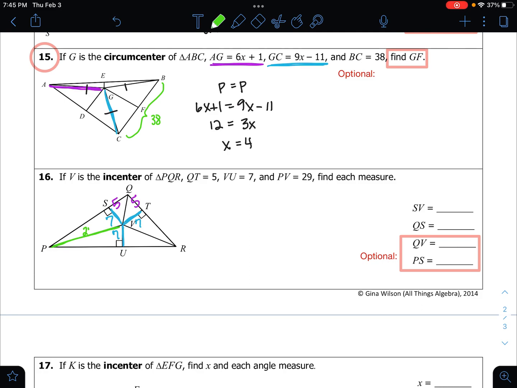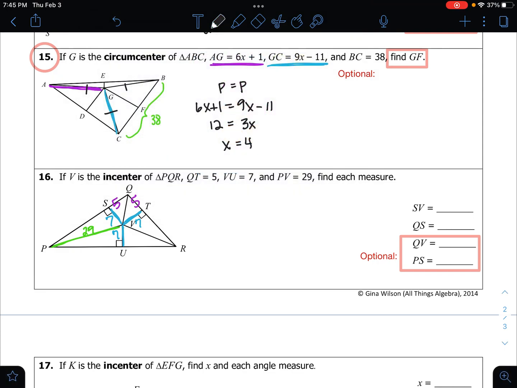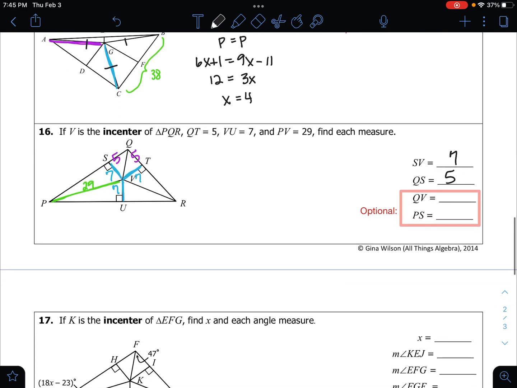I don't think we're going to need this one, but I'm going to write it down anyway. So let's do the two that we can. SV, we already know is 7. Wrote that down on the picture. QS is 5. We already wrote that down. And we're not going to worry about those in the red box because that's Pythagorean Theorem. Feel free to try it on your own.